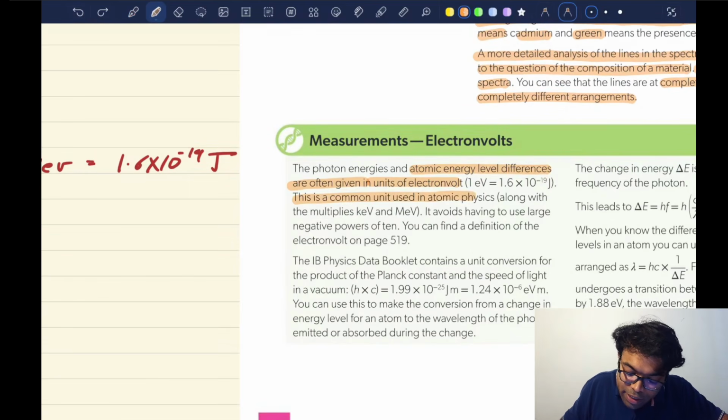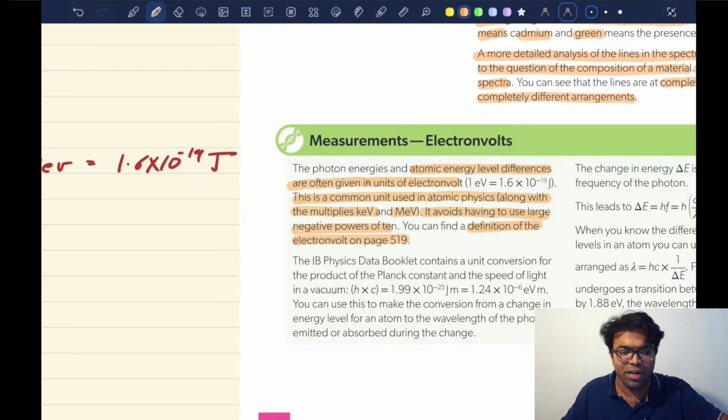So this is a common unit in atomic physics, along with the multiples kilo electron volt and mega electron volt. Kilo electron volt will be 1000 electron volts. Mega will be 10 to the power 6 electron volts. It avoids having to use large negative powers of 10. You can find a definition of electron volt on page 519. I just gave you the definition.